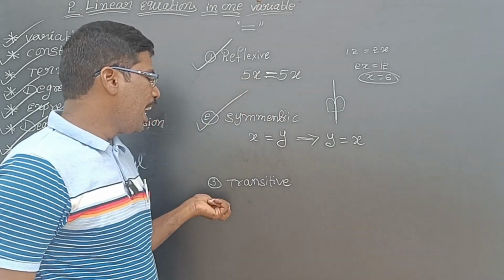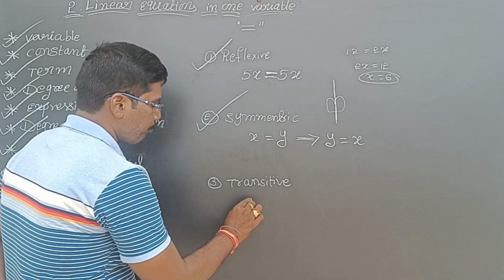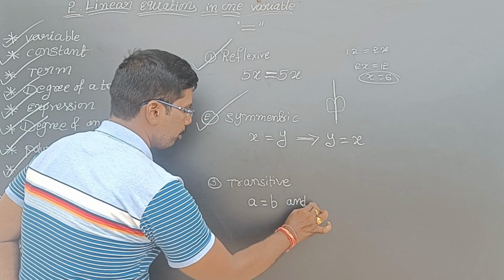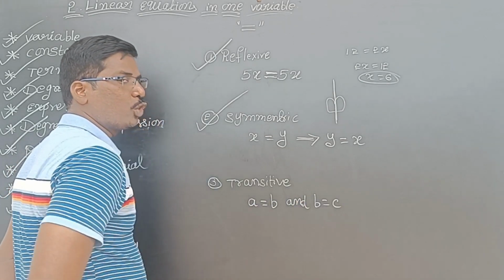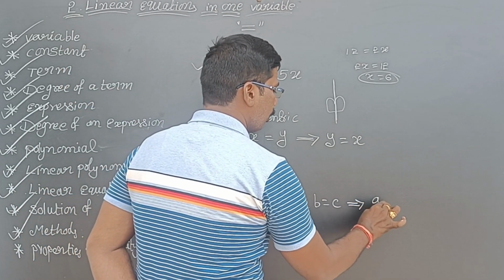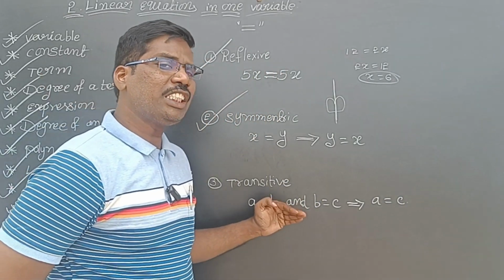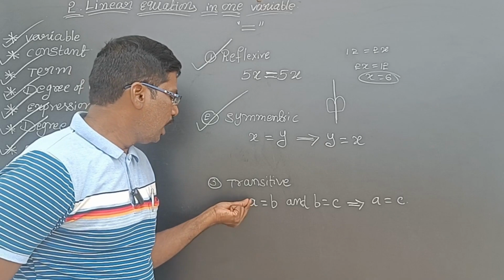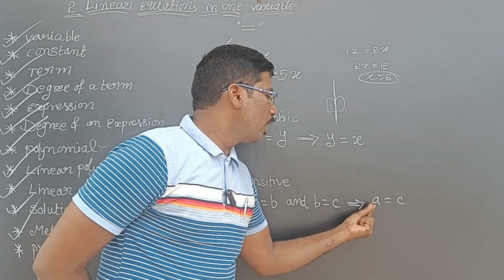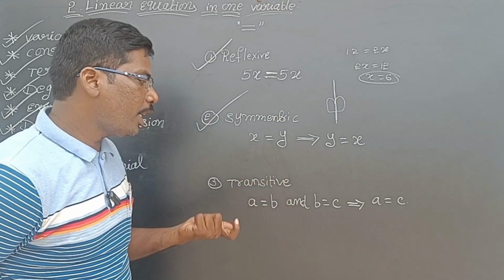Next, the transitive property. What does the transitive property mean? If A is equal to B and B is equal to C, then automatically A is equal to C. This is called the transitive property. See, this A value is equal to B and B value is equal to C, then A is equal to C. How do you get A is equal to C, according to the transitive property?